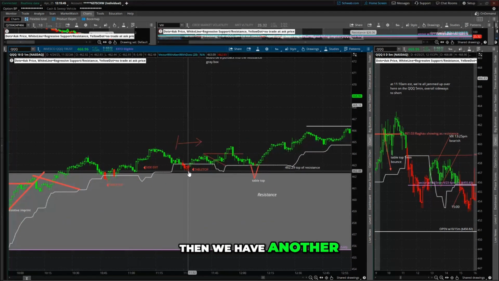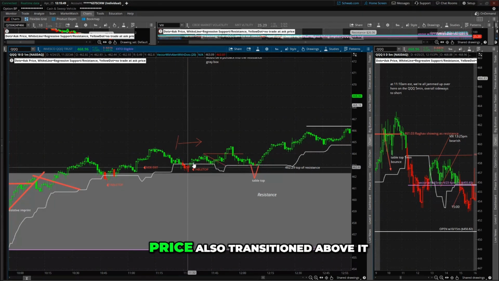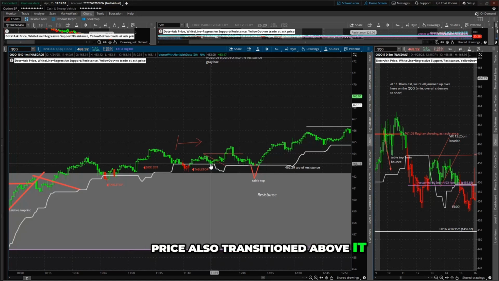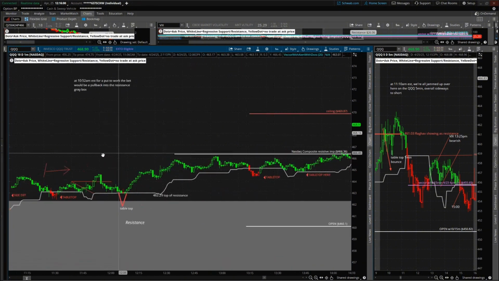Then we have another tabletop B right here. The vector value did not change and the price also transitioned above it. So this was a successful tabletop B. As simple as that. Another tabletop. This one was pretty great.